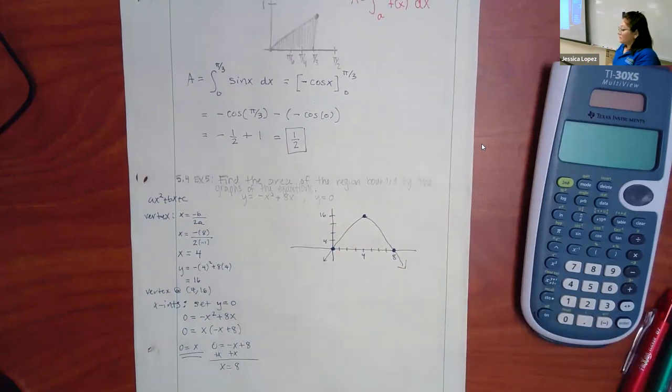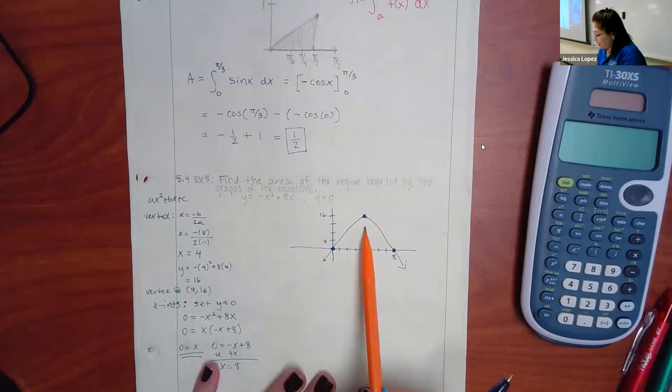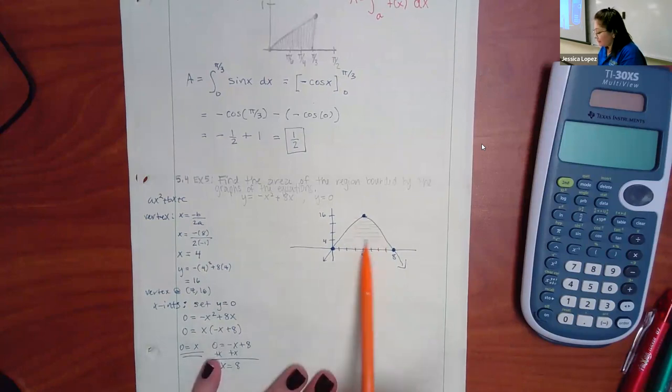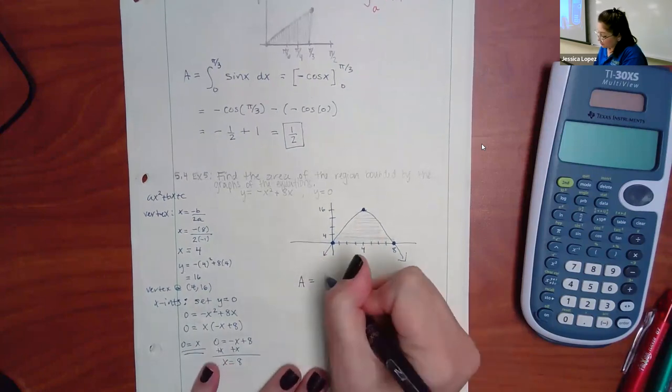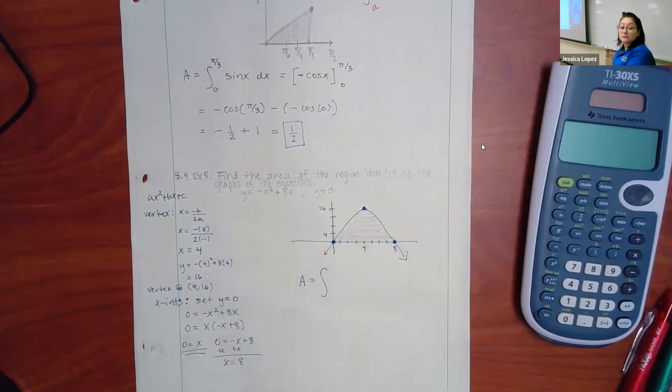So then now that I can physically see it, I see my shaded area between the graph and the x-axis is right here. So how would you set up your integral? So it's definitely super nice when they give us the graph, right? But when they don't, we do have to come up with it.